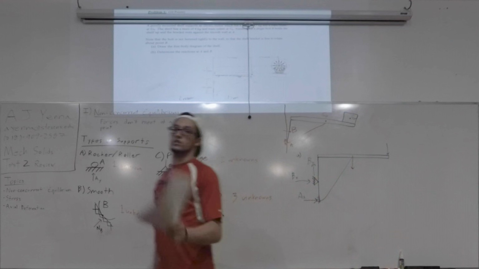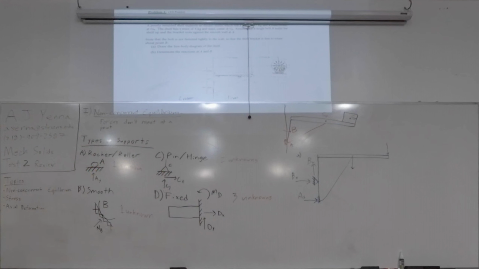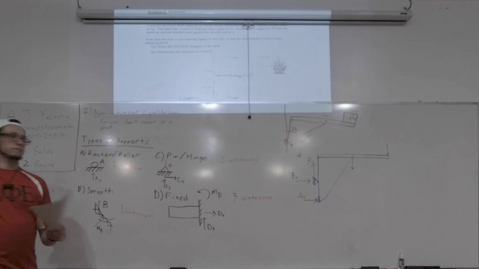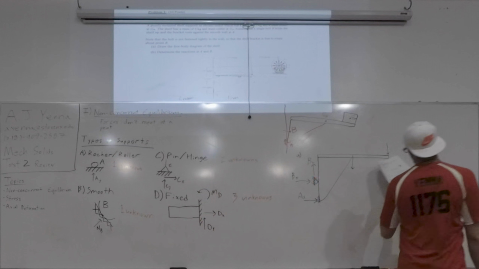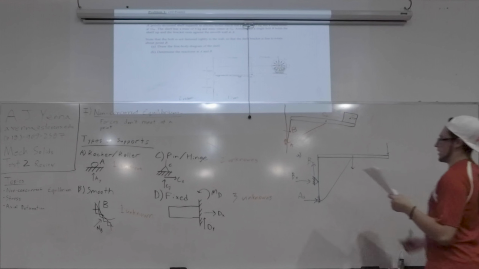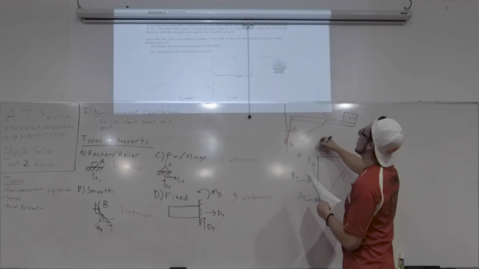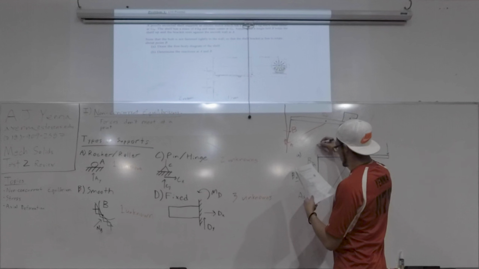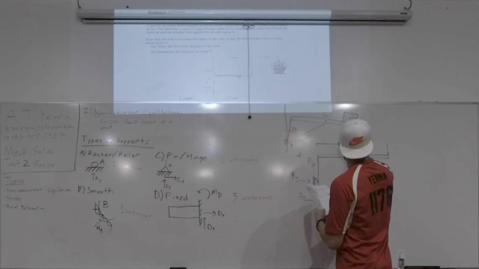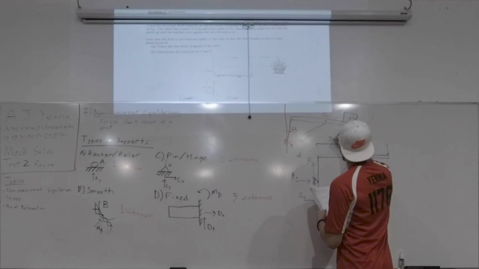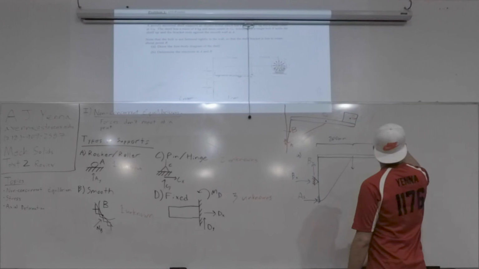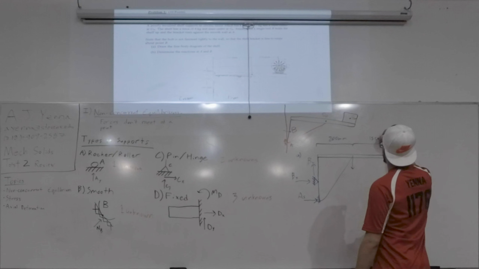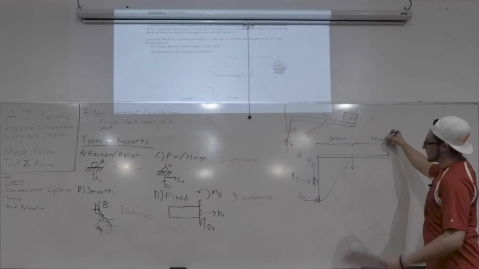Is everyone good so far? Does anyone have any questions on what I just drew? All good. So we know these values here, and we know all our distances. So according to the diagram, this is 200 millimeters. This is 150 millimeters.